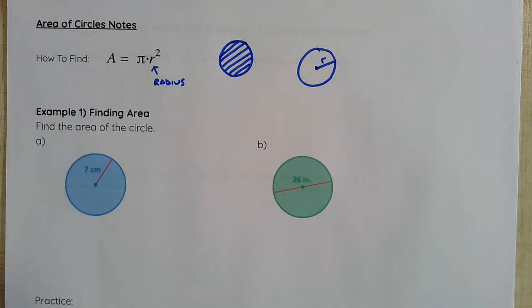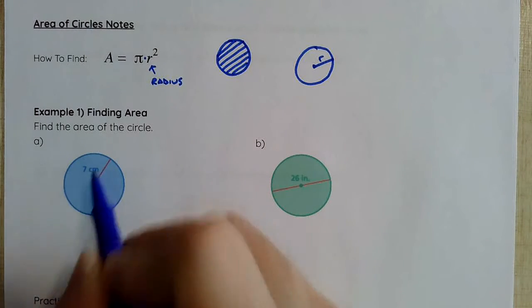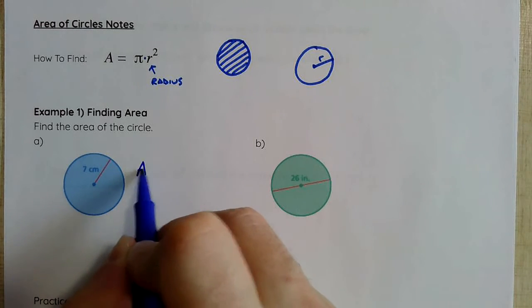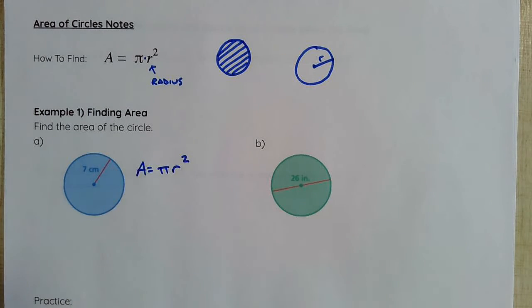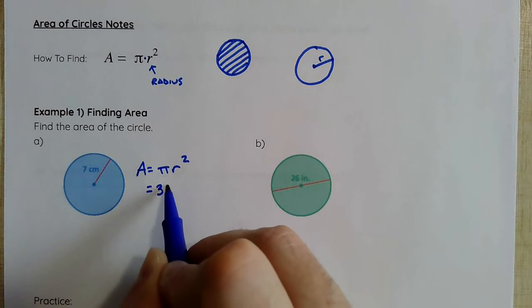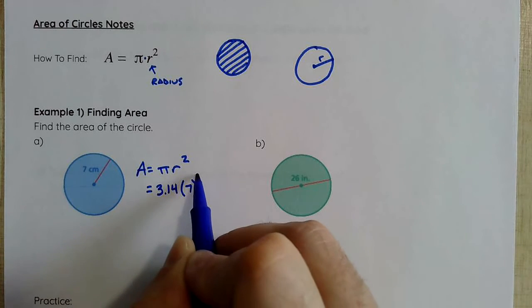So in the first circle we have, because that red line is only from the center to a point on the circle, we know that that measurement is referring to the radius. So we're going to start with our formula always. Area equals pi times radius squared. We're going to substitute our values that we know. We know pi is 3.14. We know the radius is 7 squared.